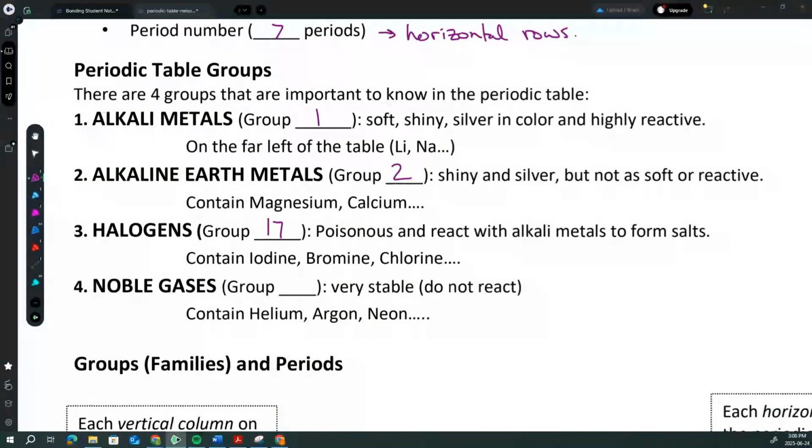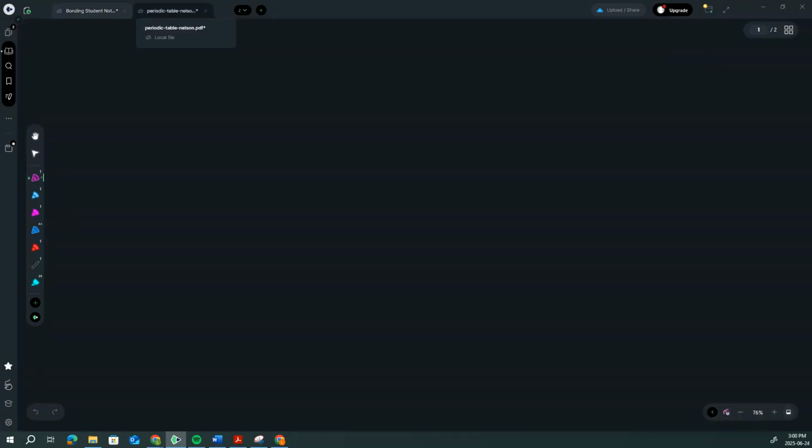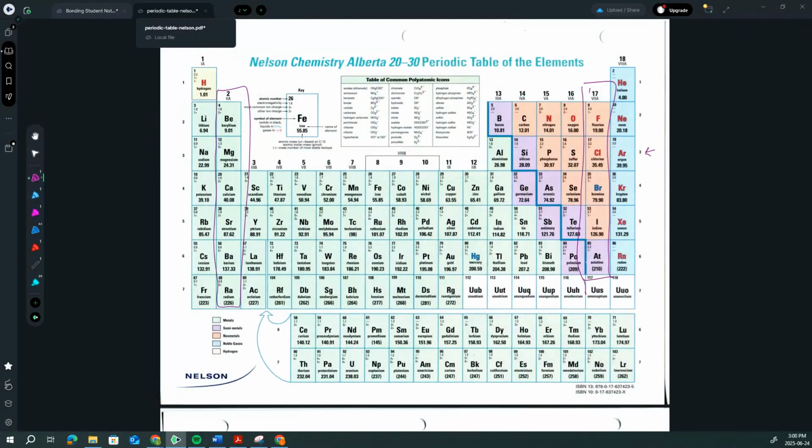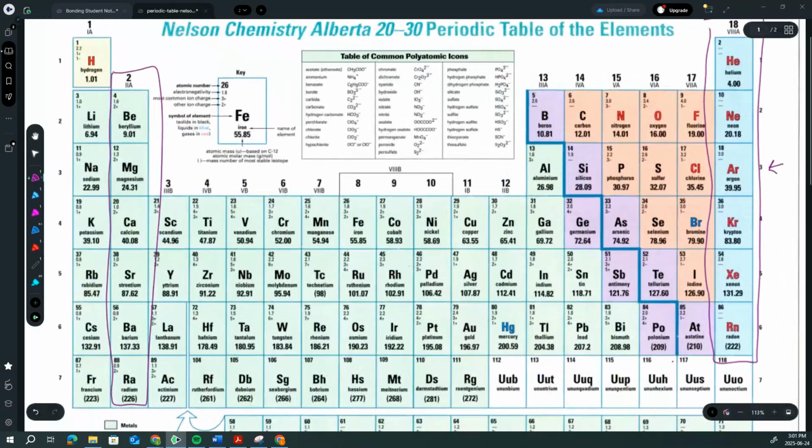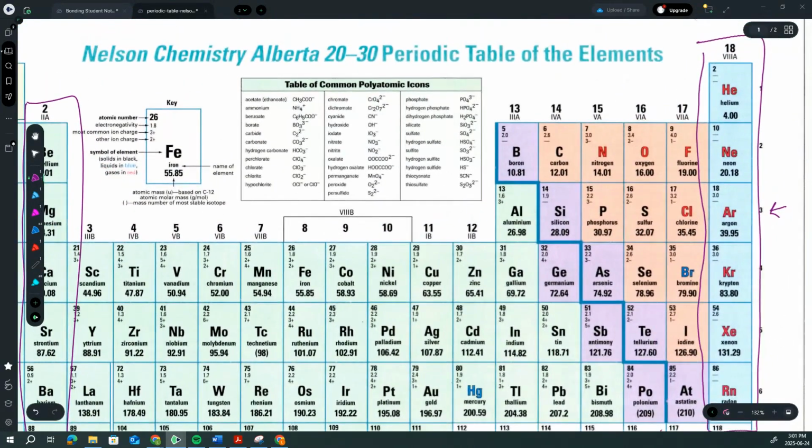For our noble gases, that's going to be group 18, and they are incredibly stable because they have that full valence shell. So that's why they don't want to react. So group 18, or our noble gases, which are sometimes called inert gases, okay, that's going to include helium, neon, argon, krypton, so on and so forth.